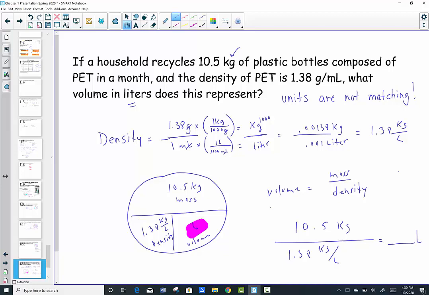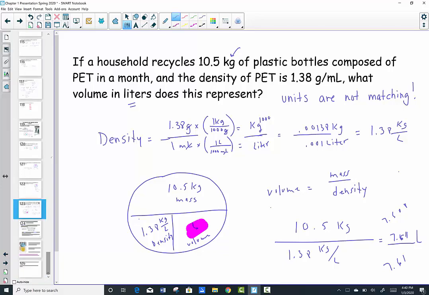10.5 divided by 1.38 is 7.6. How many sig figs? 3? 7.61 when I'm done rounding. The screen says 7.608 and on, so 7.61. That was a good one to practice with, wasn't it?